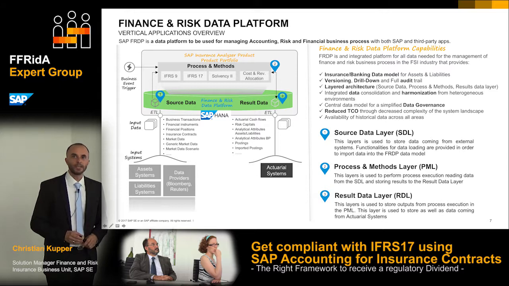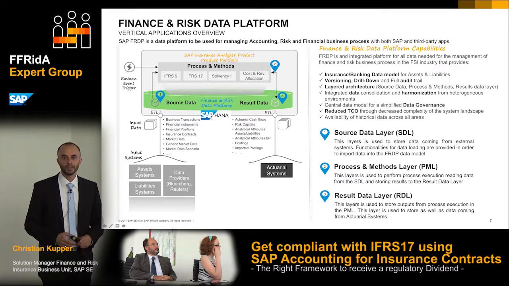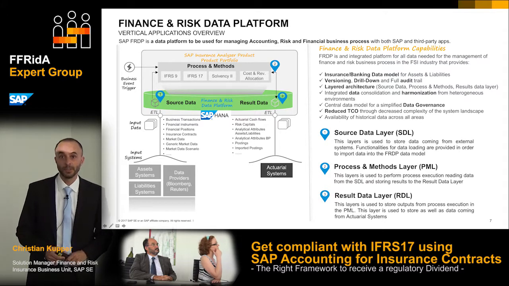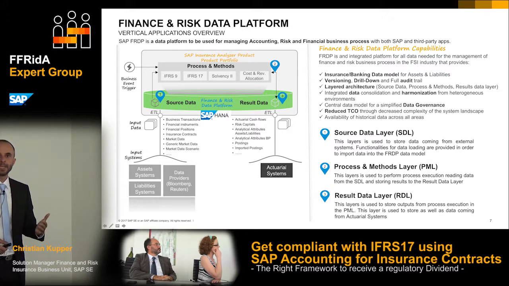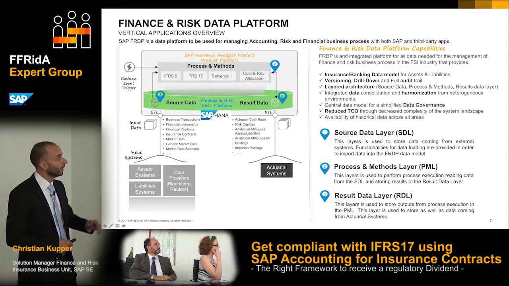On the right-hand side, I will go through that a bit more in detail. A very important step is the interaction with the actuarial systems. Here we foresee to receive cash flows, earning patterns, and other things from the actuarial side.